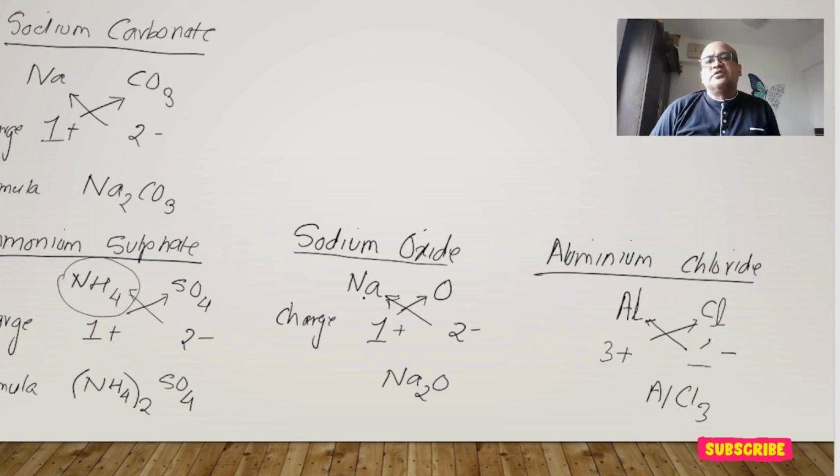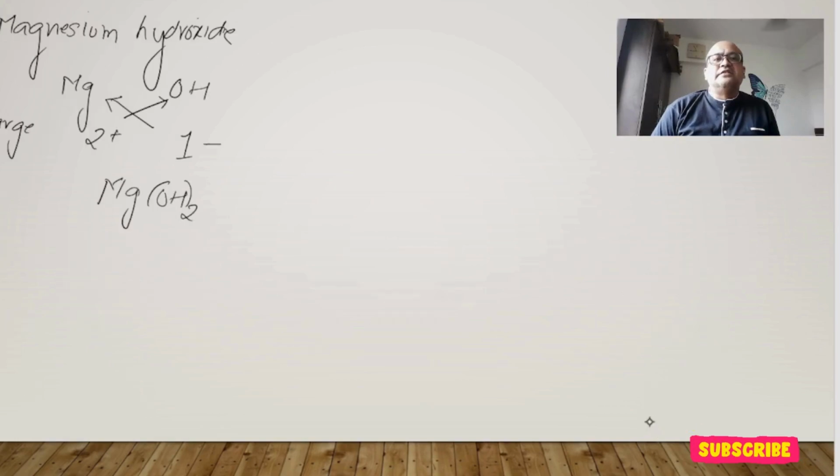So like this. Sodium oxide, write down the charges, 1 plus and 2 minus, and Na2O will come. Aluminium chloride, 3 plus and 1 minus is there. So we'll get the crossover, we'll get AlCl3 as such. Then we have magnesium hydroxide. Earlier also we have seen 2 plus and 1 minus. Crossover, and we get Mg(OH)2. In the bracket we get it like this, and the 2 we need to write down outside.